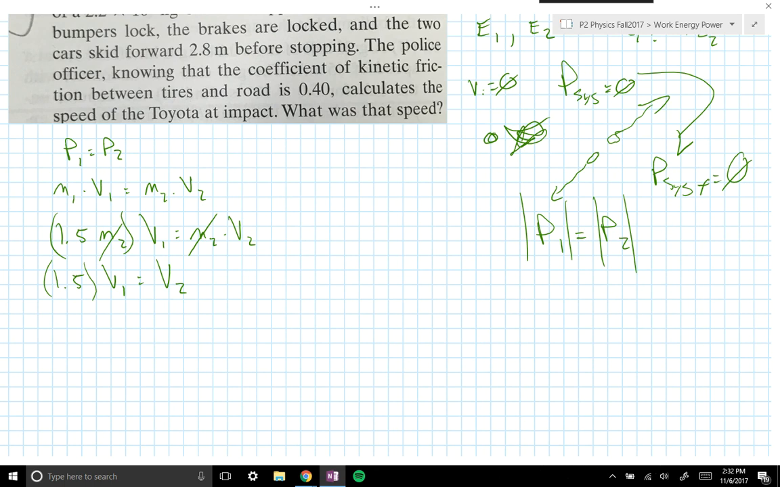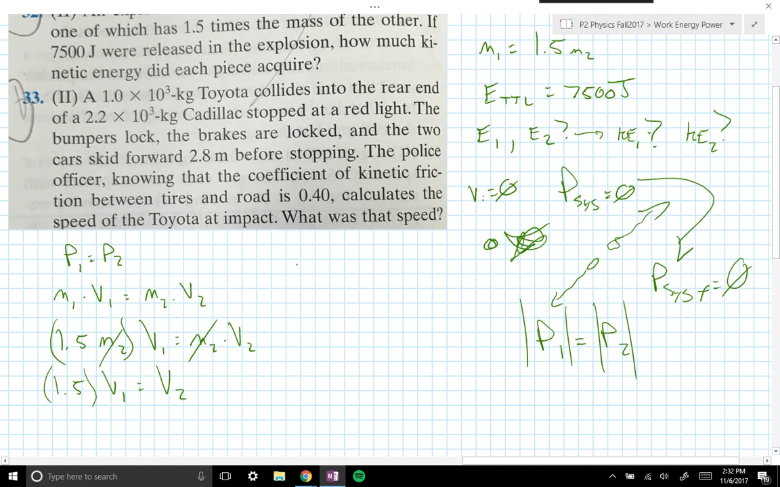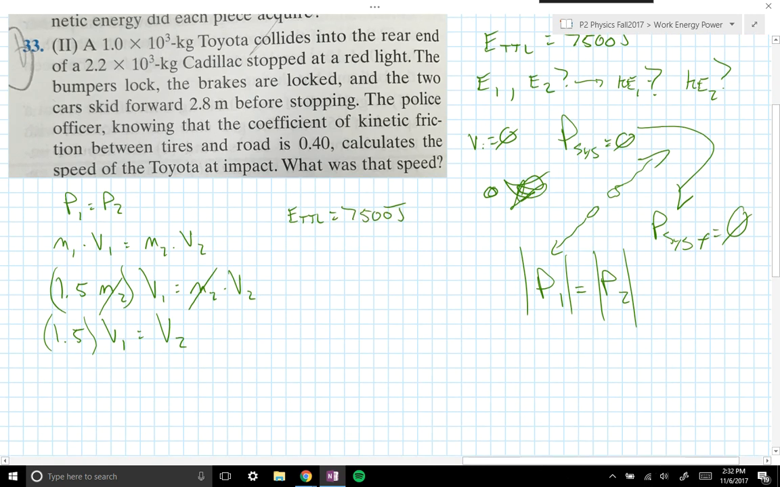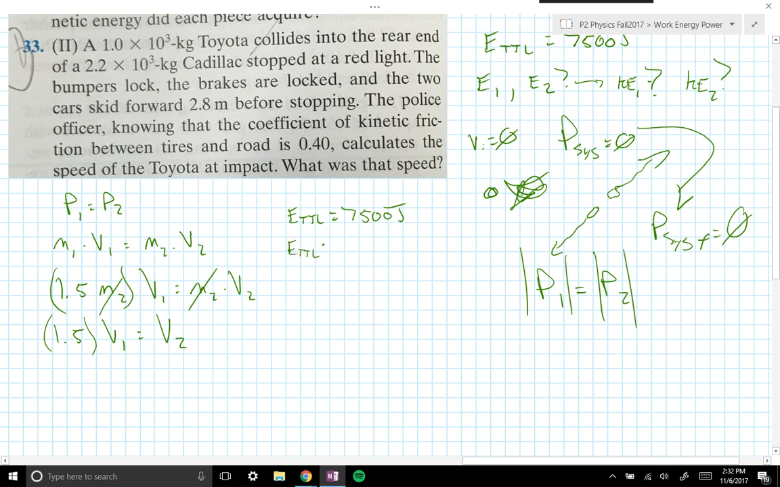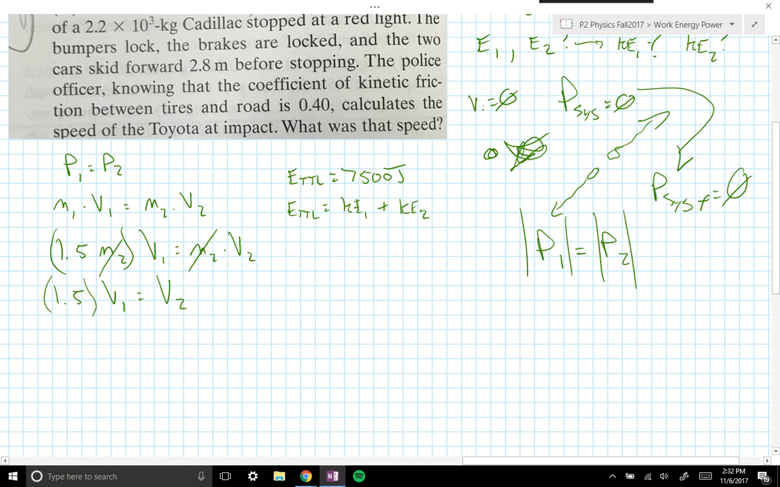Let's see what we know about energy. So we had no energy to begin with. We had some energy afterwards. It's 7,500 total, right? So the total energy of the system here is going to be 7,500, looking after this event. And that energy is coming from the kinetic energy of the first and the kinetic energy of the second. Let's just do the expressions for the individual pieces here. So the kinetic energy of the first one would be 1/2 m1 times v1 squared, right?